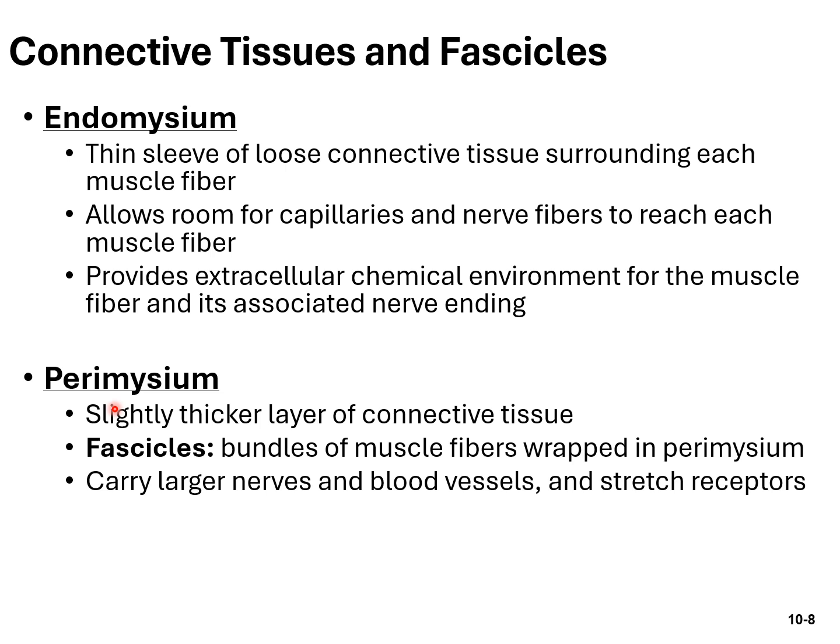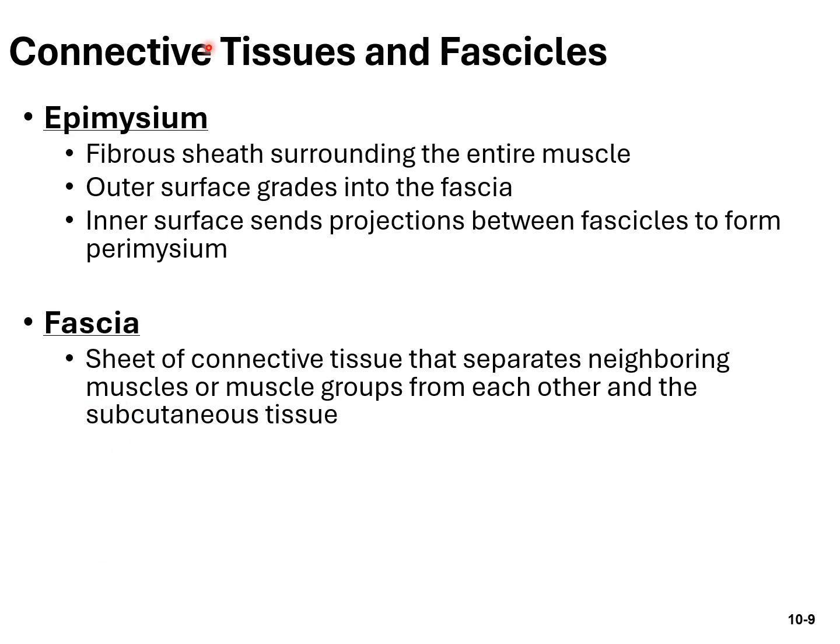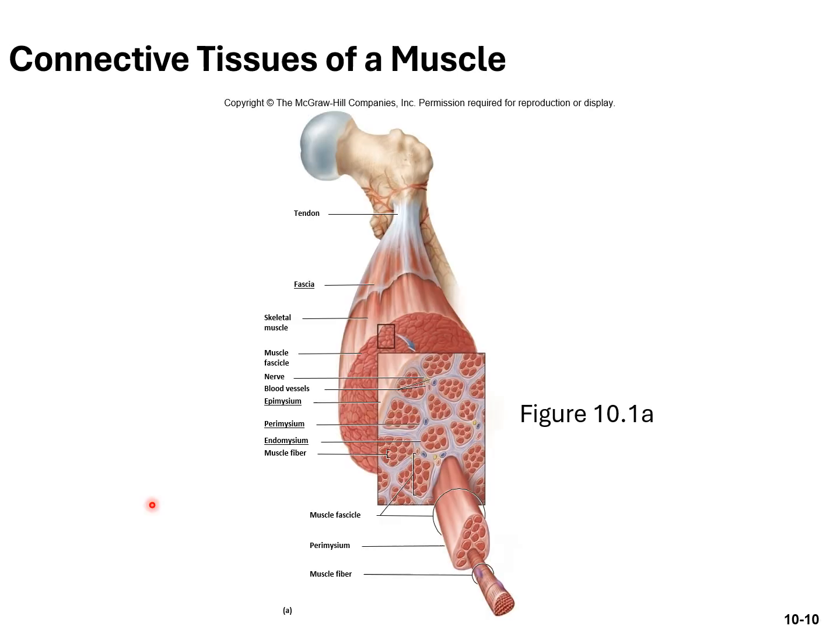Endomysium, perimysium, epimysium, fascia. So those four terms. The reason why I didn't stop on any of those slides is because I wanted you to kind of see that was just explaining you bundle up one type of muscle fiber.